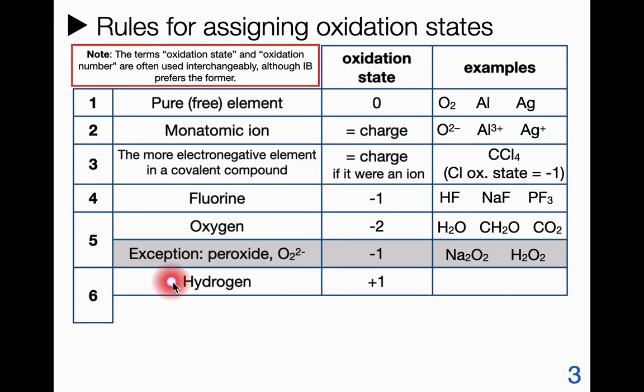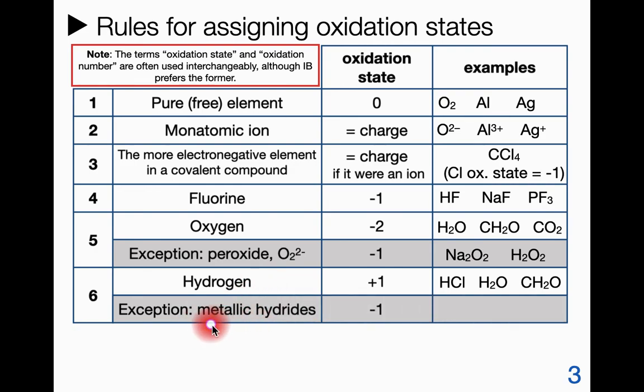Rule 6, hydrogen will always have the oxidation state of +1. So in any one of these compounds, it would be +1. Hydrogen has an exception, metallic hydrides. If it's a metallic hydride, hydrogen will have the oxidation state of -1. So sodium hydride, lithium hydride, magnesium hydride, -1. Now you're not going to see these exceptions very often at all, if at all. So don't go jumping to those. The peroxide, you can recognize that it's a peroxide because it's a very reactive metal, an alkali metal, or hydrogen. The same thing for metallic hydrides.